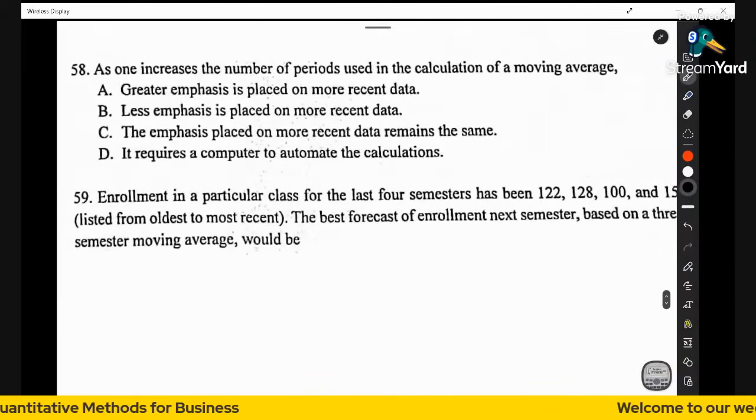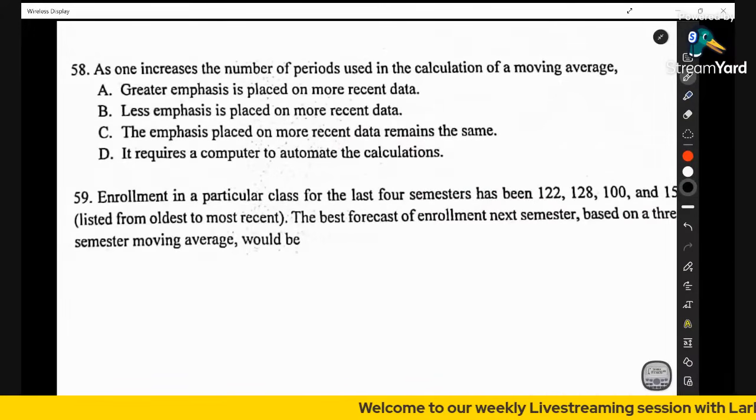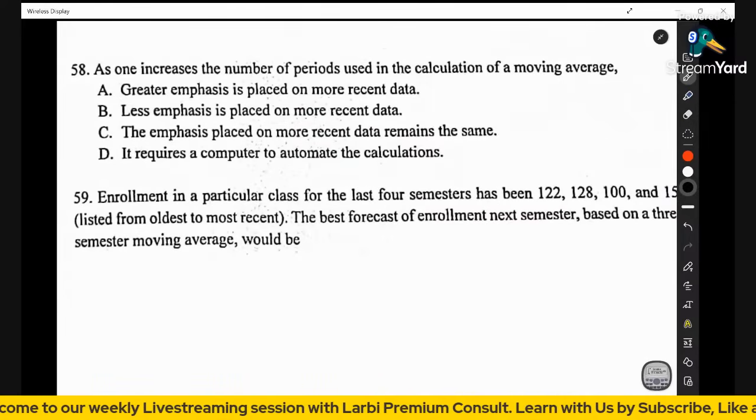As one increases the number of periods used in calculation of a moving average, A, greater emphasis is placed on more recent data. B, less emphasis is placed on more recent data. C, emphasis placed on more recent data remains the same. And D, it requires a computer to automate the calculation. So what will be the answer? What will be your answer to this?